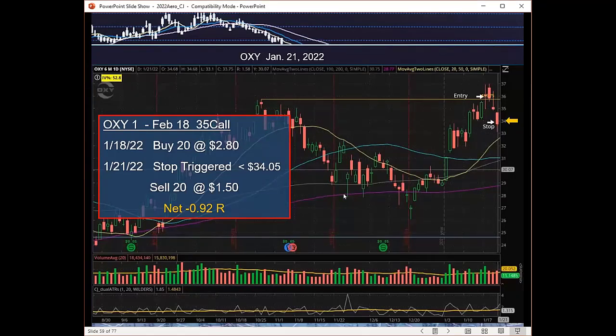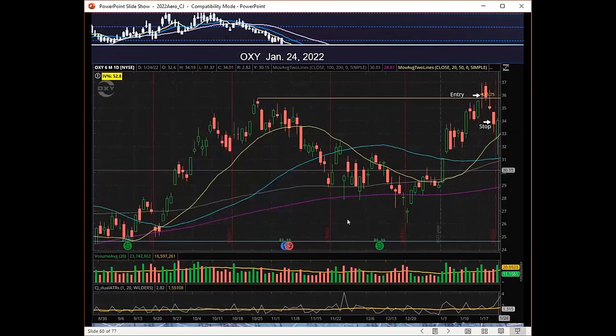I got out before. It's actually not quite 50%. I paid $2.80 and I sold it for $1.50. $1.40 would have been right at the 50% level. Okay, so the very next day it even dropped lower. Well, I'm kind of relieved I didn't have to ride that pain train.